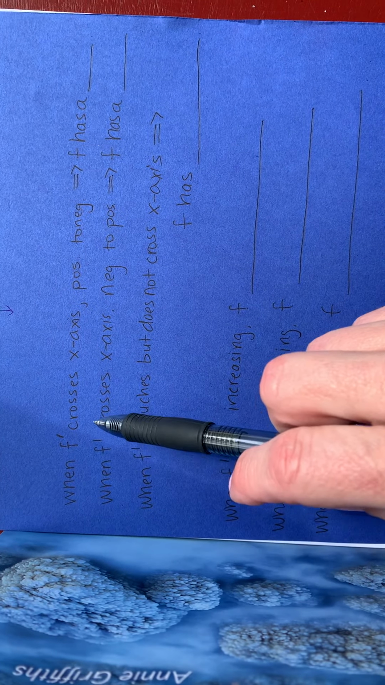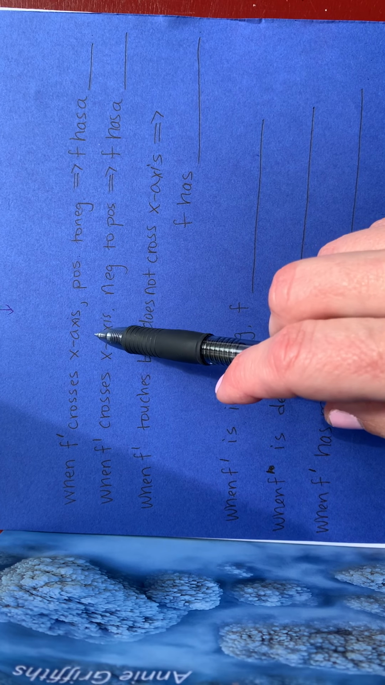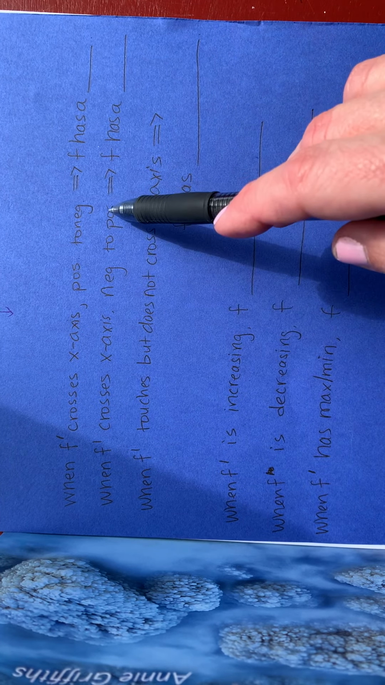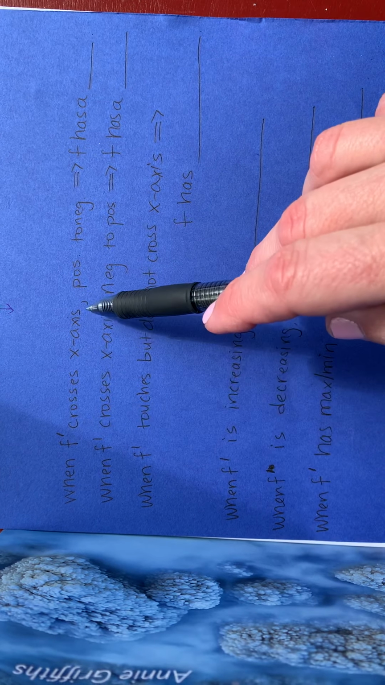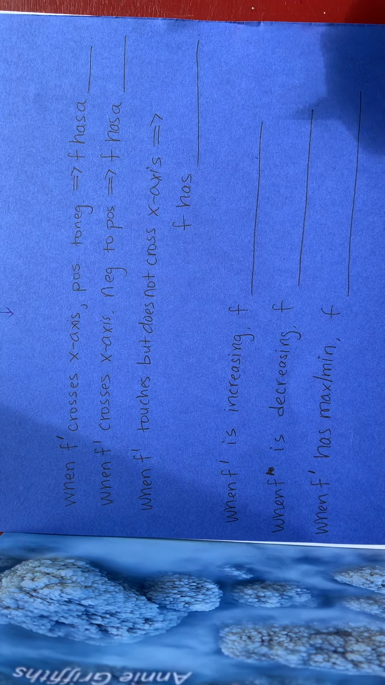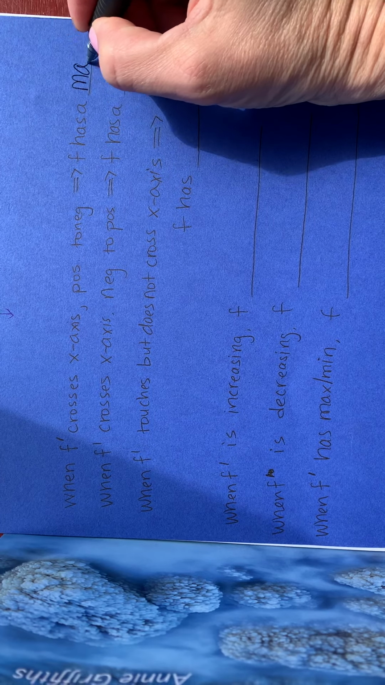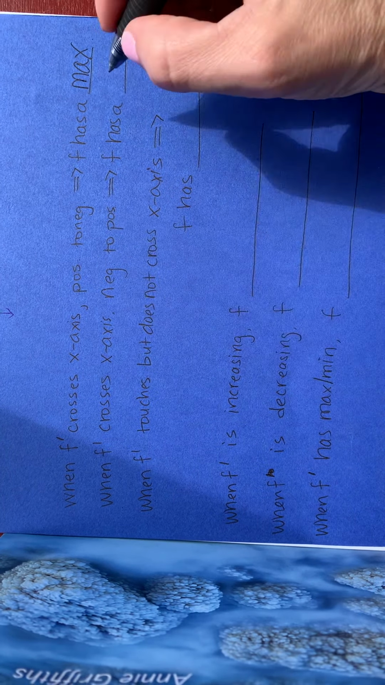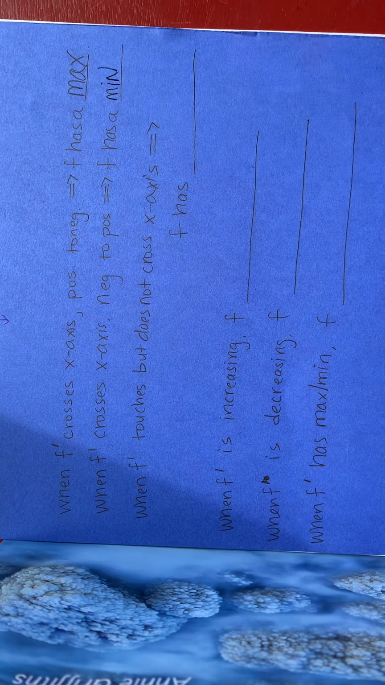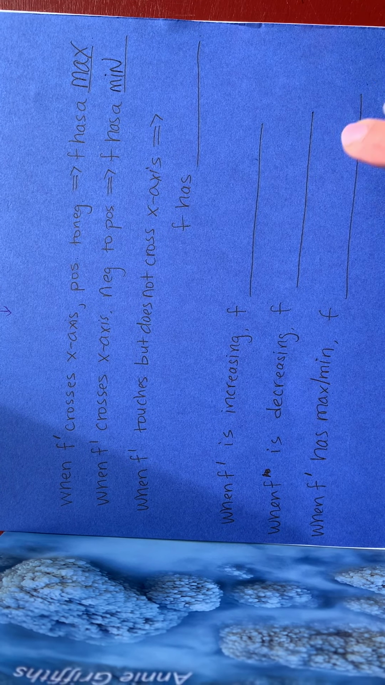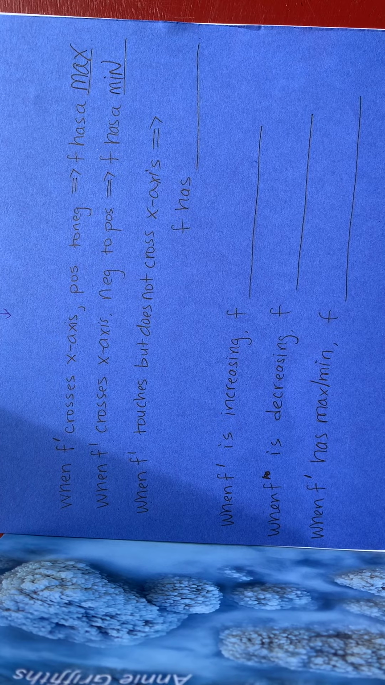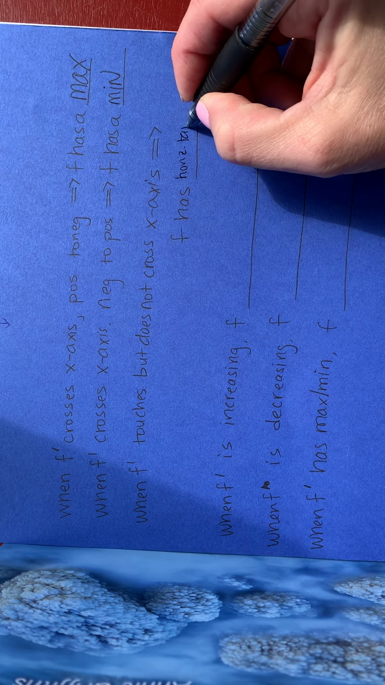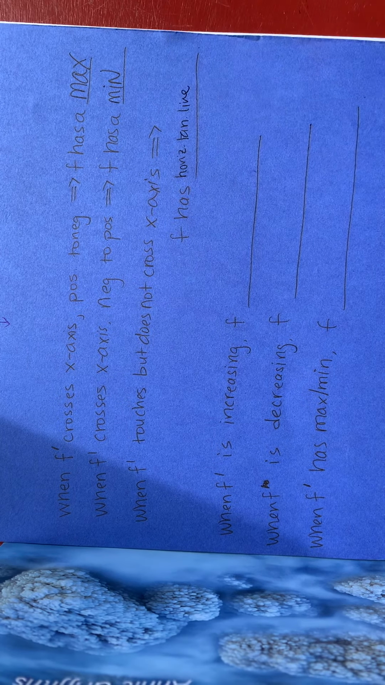When the derivative of f crosses the x-axis, that means the derivative will be going from positive to negative or maybe negative to positive. If the derivative goes from positive to negative, f has a max. If the derivative goes from negative to positive, f has a min. If the derivative touches but does not cross the x-axis, f has a horizontal tangent line, which would not be a max or a min.